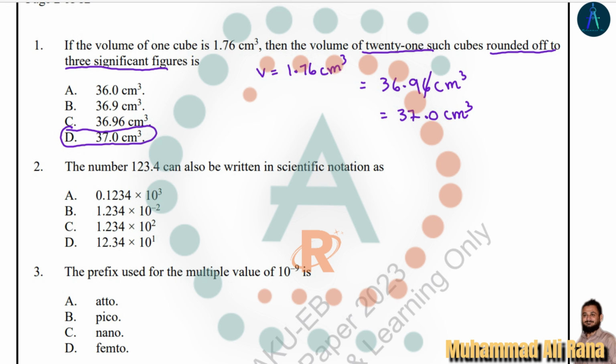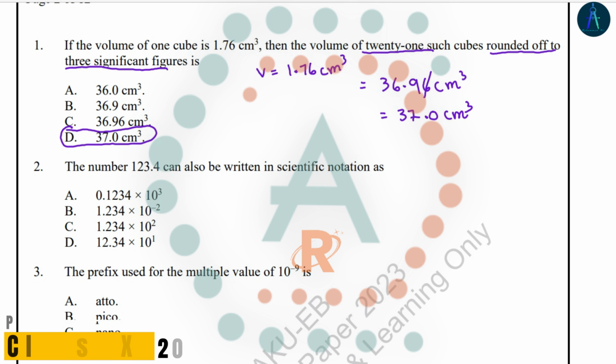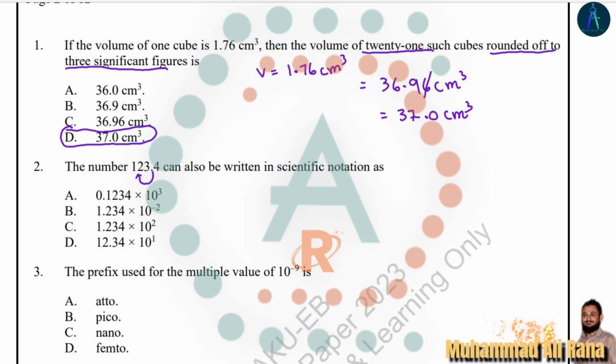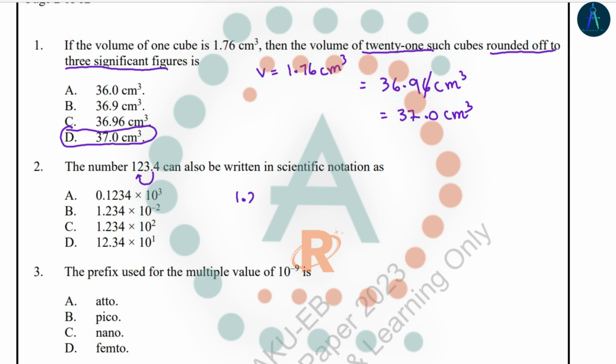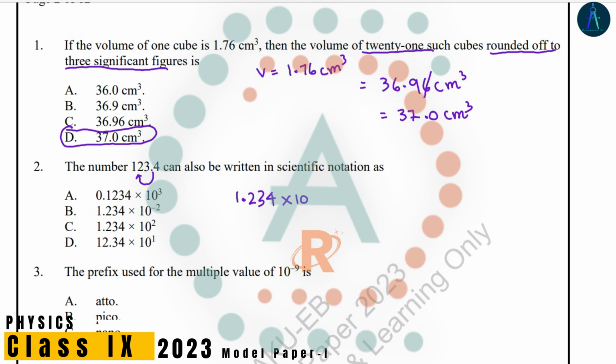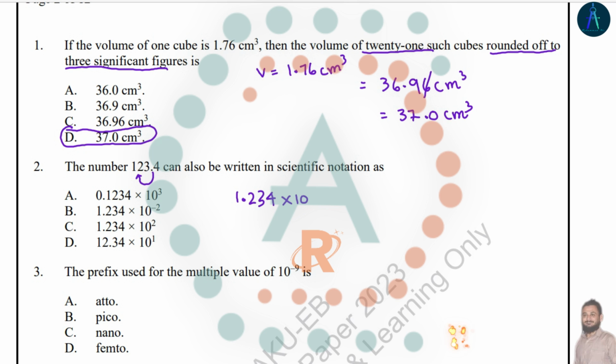The number 1234 can also be written in scientific notation as. So if we form the scientific notation of this number, this decimal should be between 1 and 10. So this expression will become 1.234, and as the decimal places we have shifted towards the left hand side, so this becomes exponent 3. So 1.234 exponent 3. So the correct answer is option C.